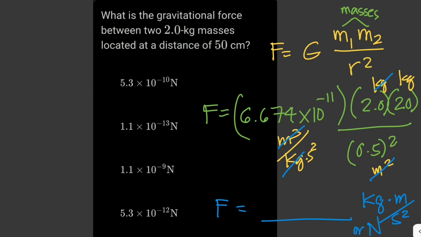And you can solve this using your calculator, multiplying 6.674 times 10 to the negative 11 times 4 divided by 0.5 squared, and this would give us an answer that is equal to 1.1 times 10 to the negative 9 Newton. So the answer is this one.